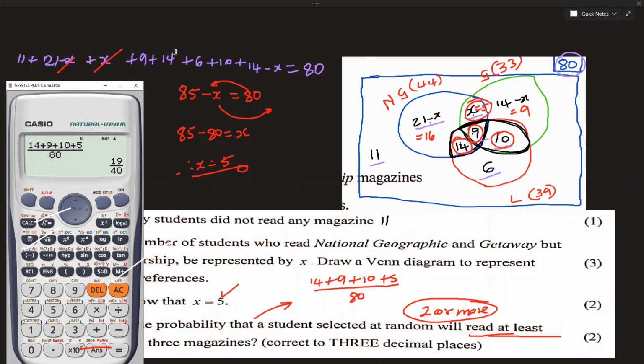Do we see it? So the answer is 19 over 40. Some people want to leave it in decimal, so I'm going to do both, which is 0.475. And then we're done with this question, ladies and gents. We're now going to move to the next question, okay?